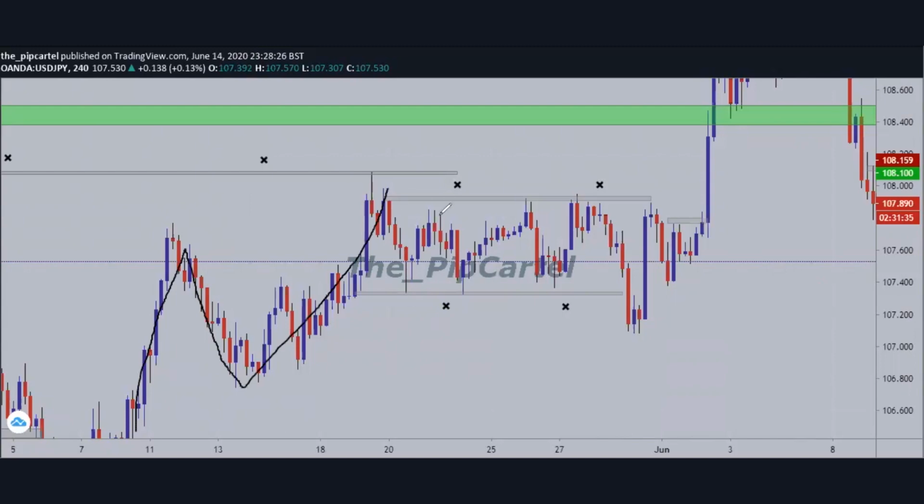We see price forming this rectangle pattern, okay? And we expect price to just continue upward, right? But what happened is that price initially broke through, okay, to the downside, right? And you can see what happened right here.